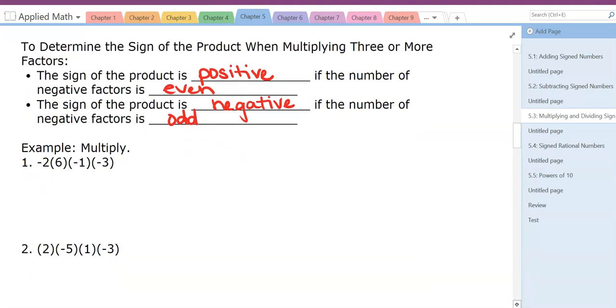So it might be helpful when you get into multiplying to count how many negative numbers you see. Is it even or odd? Because then that will tell you whether your final answer is going to be positive or negative.